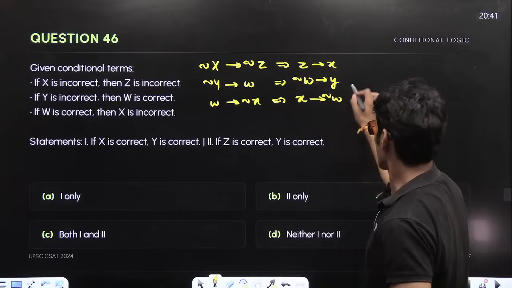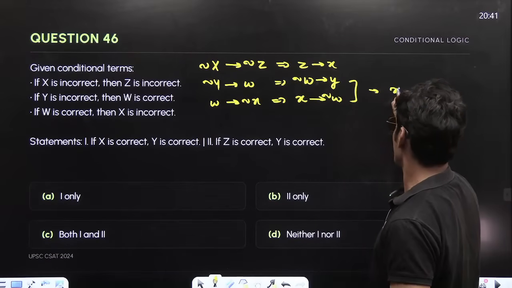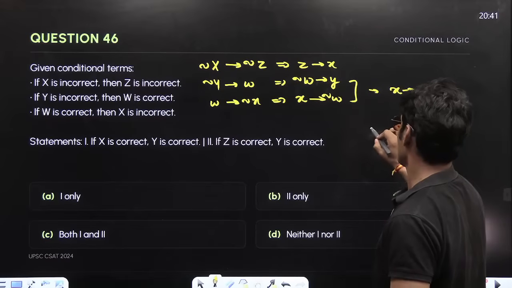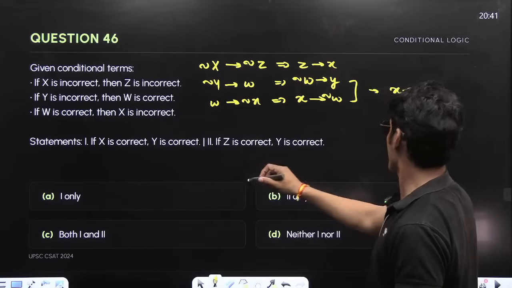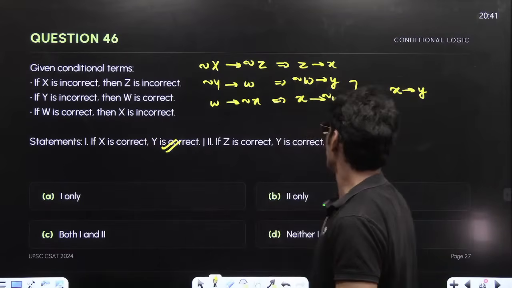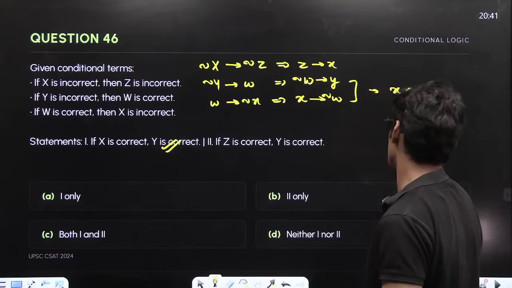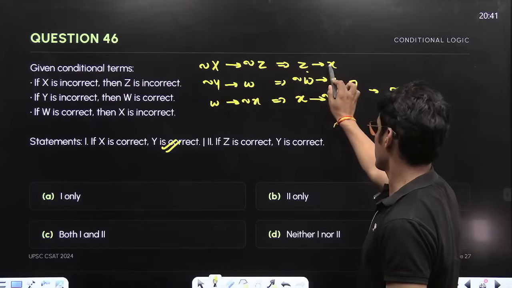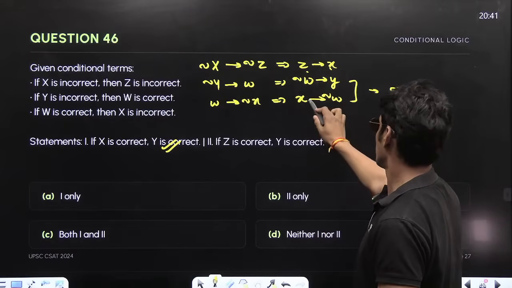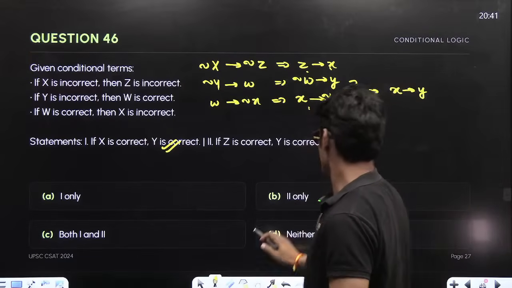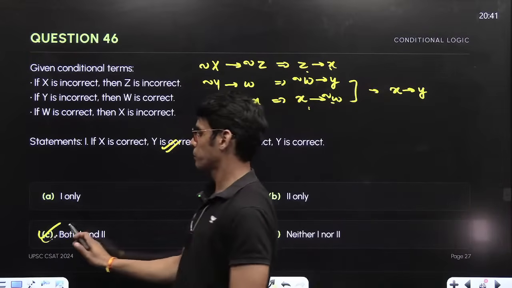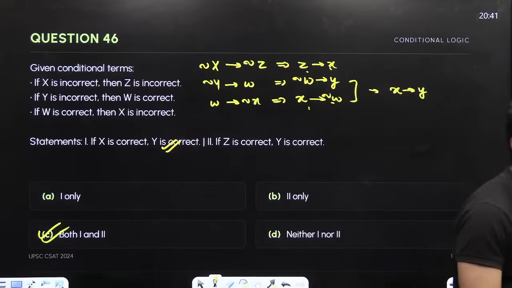Now, based on these two, I can say X implies Y, right? So, if X is correct, Y is correct. If Z is correct, then X is correct. If X is correct, then Y is correct. You can see here, both the statements are correct.